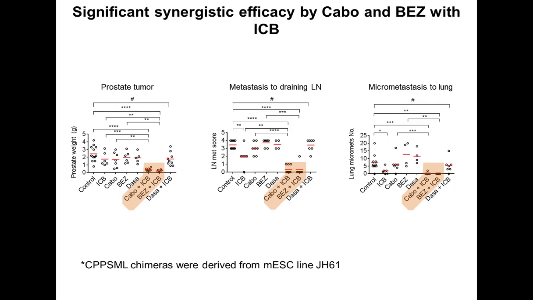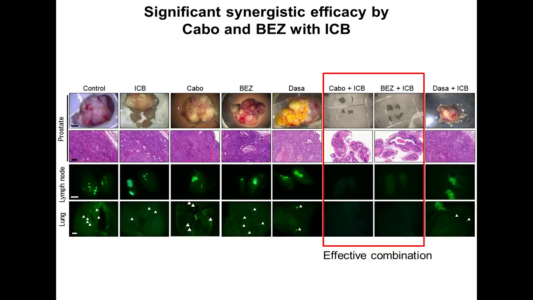So this result was shown from the chimera model from one embryonic stem cell line, and in the paper we also show another cell line also have similar results. So it's not specific to a peculiar cell line. It's a general phenomenon in this mouse model.